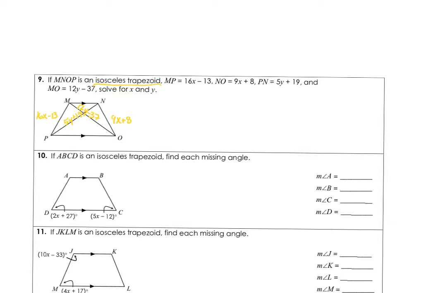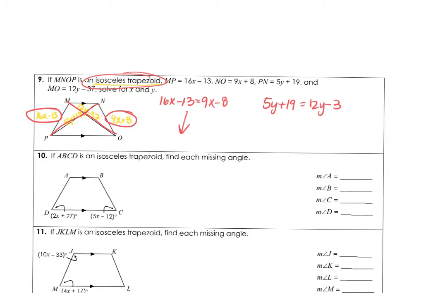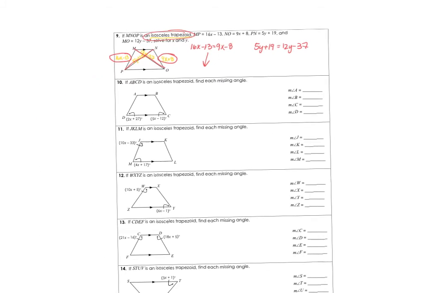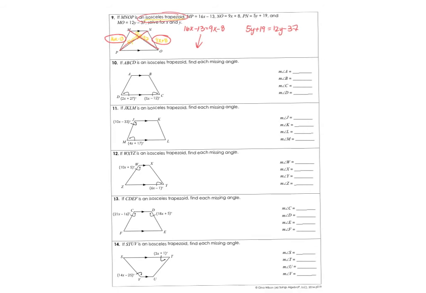So I'm not going to go all the way through here, but algebraically, these are equal to each other. So we'd be setting up 16x minus 13 is equal to 9x plus 8 to solve for x. And these are diagonals, and they are equal because it's an isosceles trapezoid. So we would be setting 5y plus 19 equal to 12y minus 37. So you should be able to go through these examples and easily do these problems. They're going to be very similar to the problems you're going to see on homework 8. But we're going to move on and talk about what's coming up next, which is the mid-segment of a trapezoid.